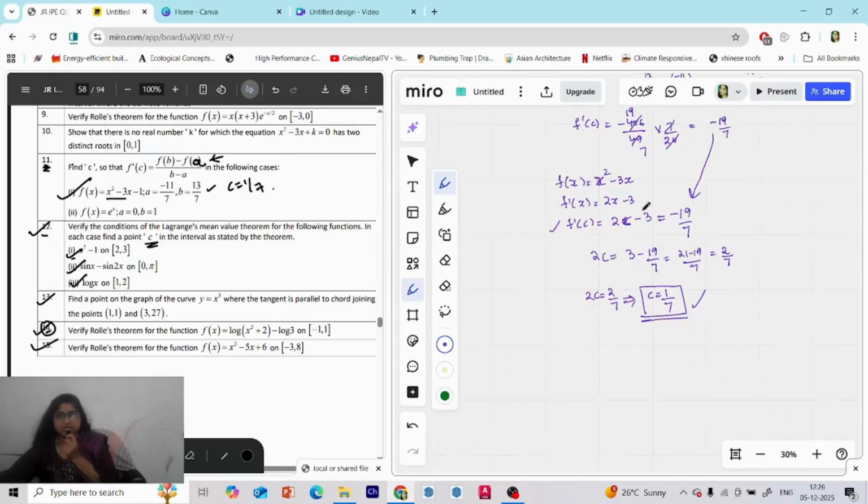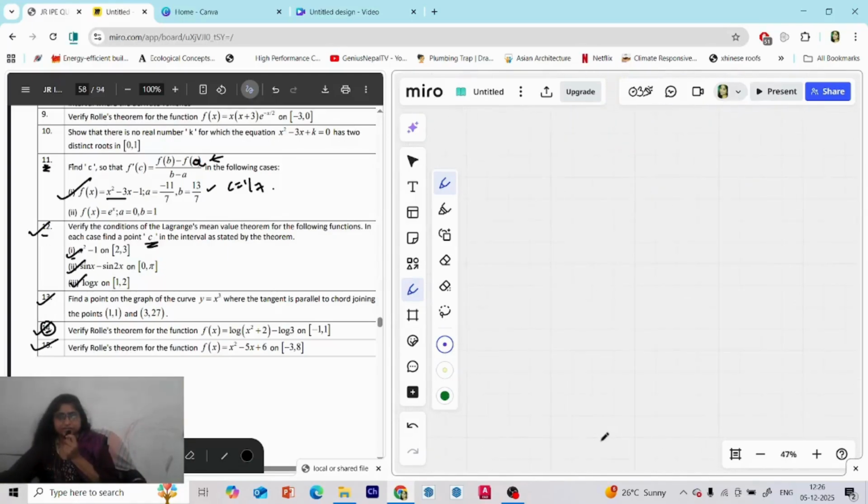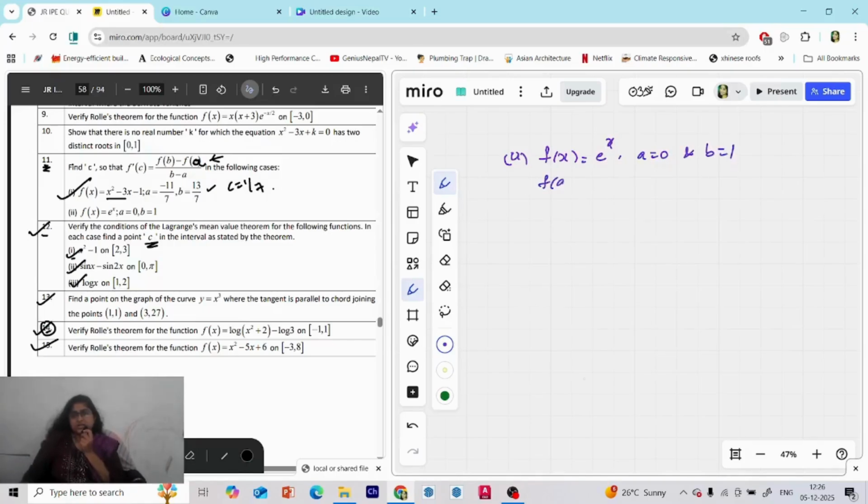Okay, let's go to the next question. Second one, f of x is equal to e power x, if a is equal to 0 and b is equal to 1. So let's first see what f of a is: e power 0, which is equal to 1. F of b is equal to e power 1, which is just e. So what is f dash c? F dash c is equal to f of b minus f of a by b minus a.